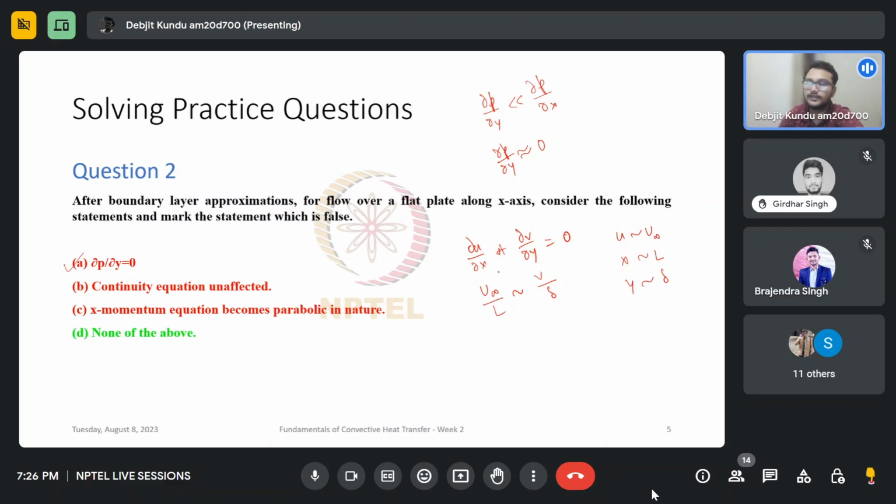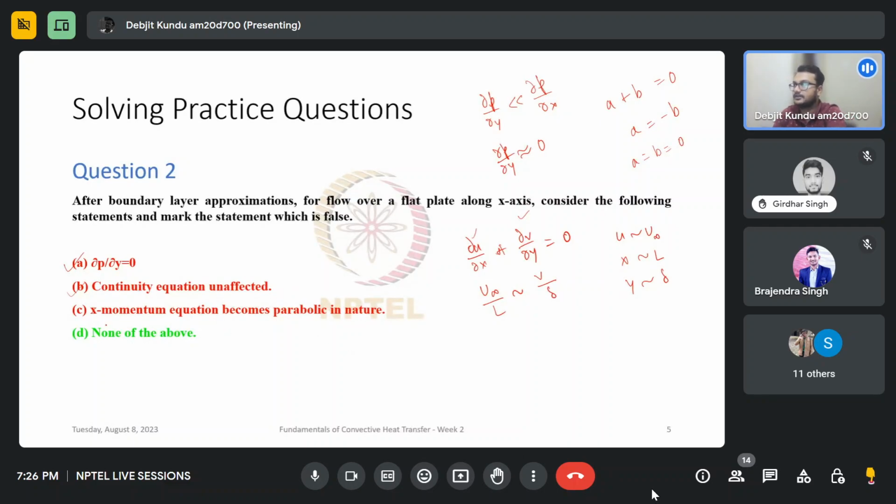So, when do we get the sum of two numbers equal to 0? Let's say I have a plus b equal to 0. When do we get that? When a is equal to minus b. Now, it can't happen that one of these terms can be ignored and still we will get 0. That would mean, in a trivial case, a equal to b equal to 0. So that doesn't happen. We know that ∂u/∂x scales as U infinity by L, which is a finite number, which does not go to 0. So both these terms will stay. And as a result, continuity equation will remain unaffected.